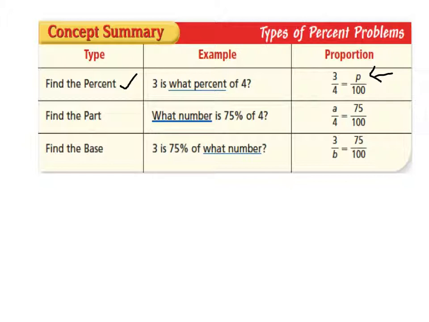Then we're going to be asked to find the part, and it'll say something like this: what number is? And remember, is is that special word that goes for part. It means we're going to find A, and then find the base. Once again, base is connected to that keyword of, and you can see the example here is 3 is 75% of what number. So because of of, I know we're going to be looking for the base. Let's do a couple more problems, one to find the part and one to find the base.